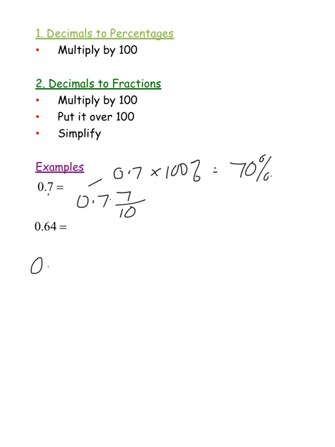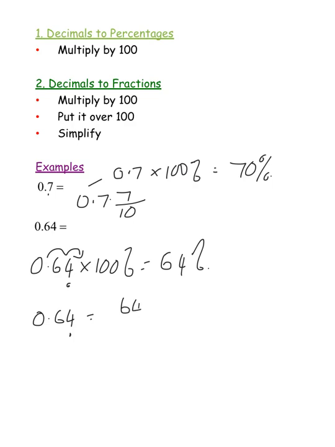0.64. If I want to change that into a percentage, I just multiply it by 100%. So multiplying it by 100 gives me 64%. And change it into a fraction, so 0.64. The 4 here is in the hundredths, so I can just write that as 64 over 100 and simplify. 32 over 50, which is 16 over 25.